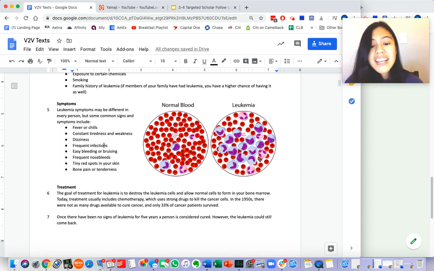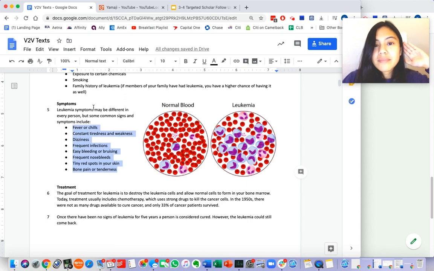And here I see a diagram of what the blood of someone who has leukemia looks like. All of these abnormal white blood cells. Scholars, can you tell me 3 symptoms that someone might have if they had leukemia? Right.